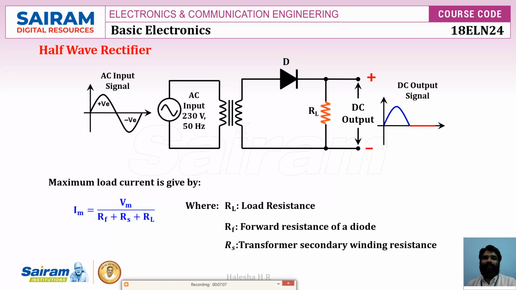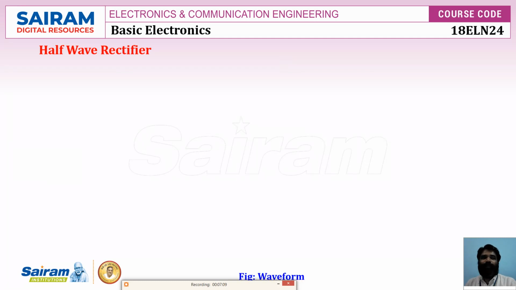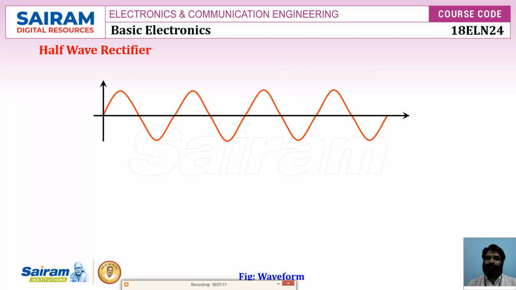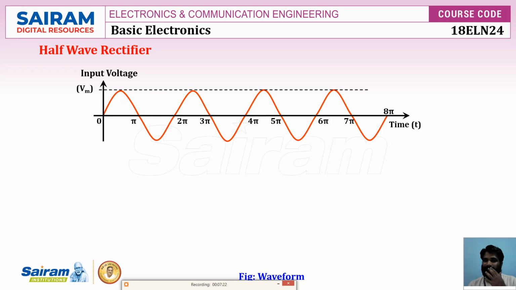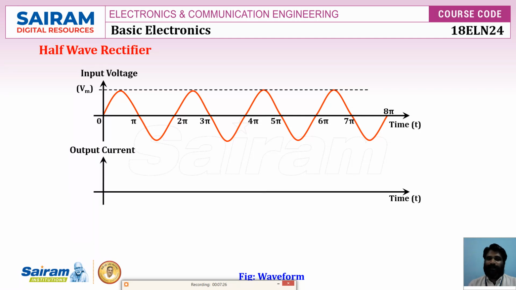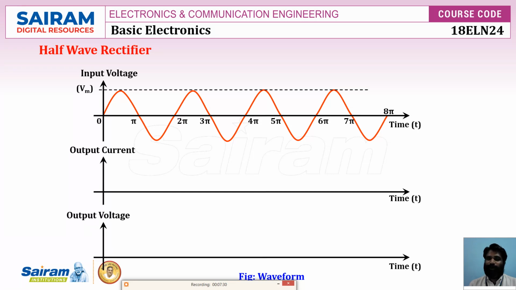Then this is the half-wave rectifier. And let's see the waveform. This is the input waveform, this is time, and this is input voltage. Okay, and we write this is 0, pi, 2 pi, like this. Okay, periods. This is a maximum voltage. Let's see the waveform. Output current, this is output voltage.